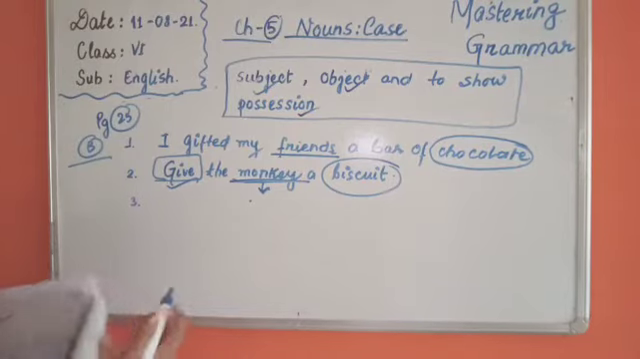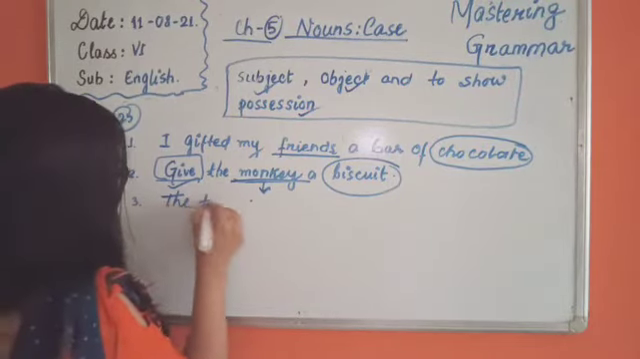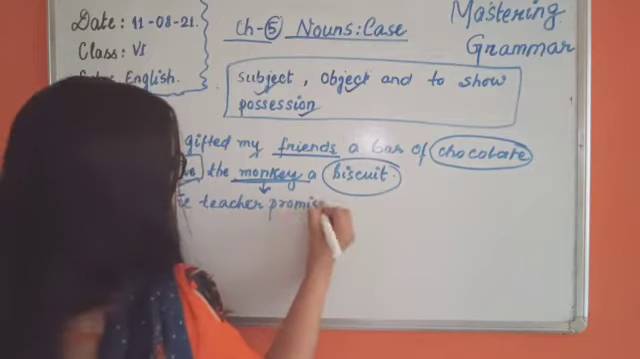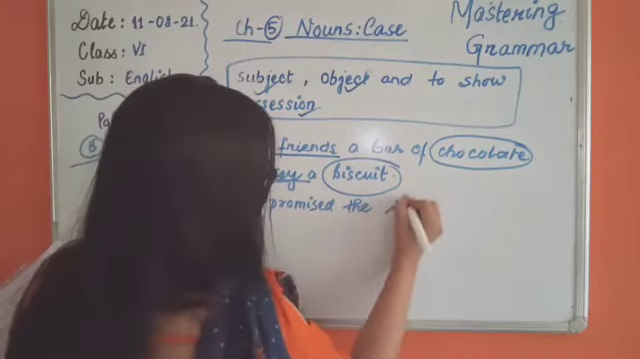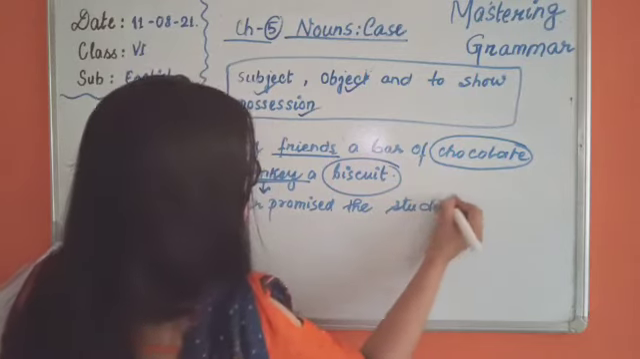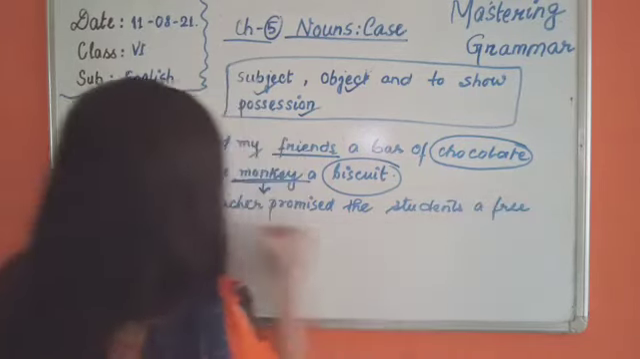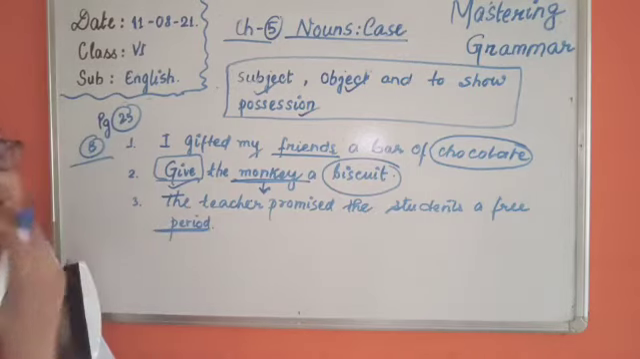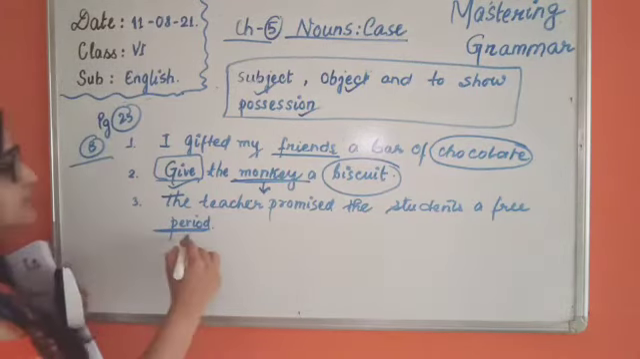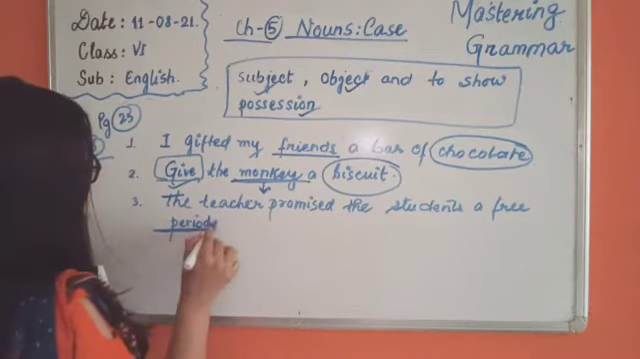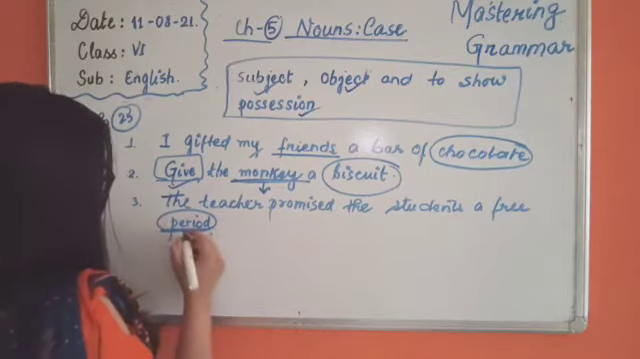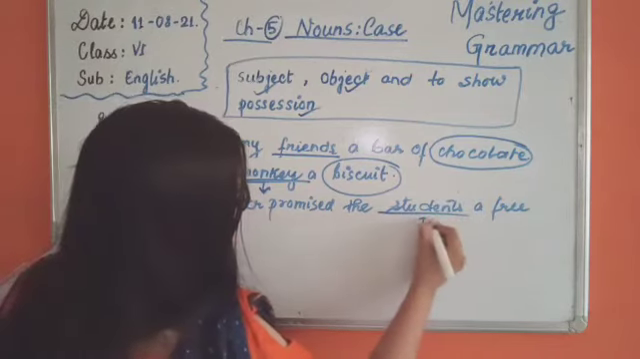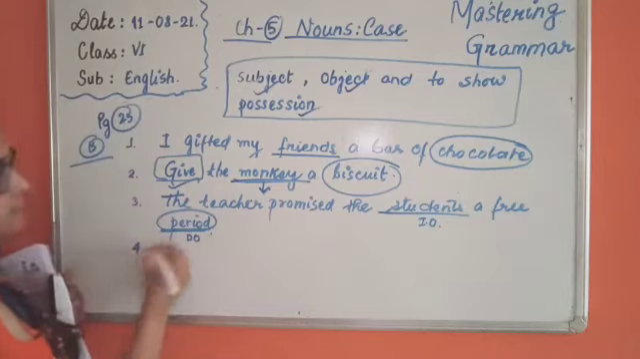Number 3 now. The teacher promised the students. The teacher promised the students. Okay, what did she promise? A free period. Yes. So children, it can be a concrete idea as well as an abstract idea. So this period thing is abstract. So this is a thing, and this, children, is the direct object. Students is our indirect object.